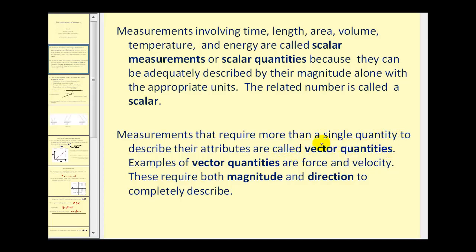Other measurements that require more than a single quantity to describe their attributes are called vector quantities. Examples of vector quantities are force and velocity. These require both magnitude and direction to completely describe. For example, if you're driving your car at 60 miles per hour, you would also want to know what direction you're driving in, so it takes two quantities, a magnitude and a direction.